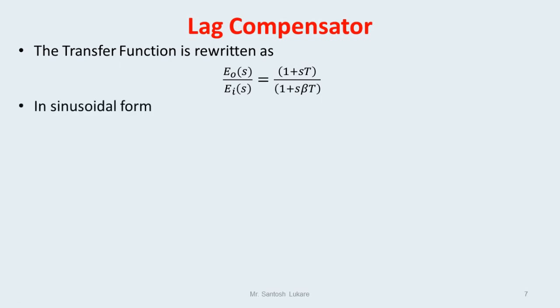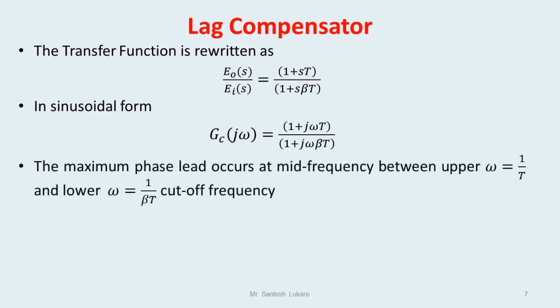The transfer function of the lag compensator can be expressed as the Laplace transform of output, U of s, upon the Laplace transform of input, Ei of s, equal to 1 plus sT upon 1 plus s beta T. In sinusoidal form, we can replace s by j omega. So Gc of j omega is equal to 1 plus j omega T upon 1 plus j omega beta T. This is the sinusoidal representation of the transfer function of the lag network.